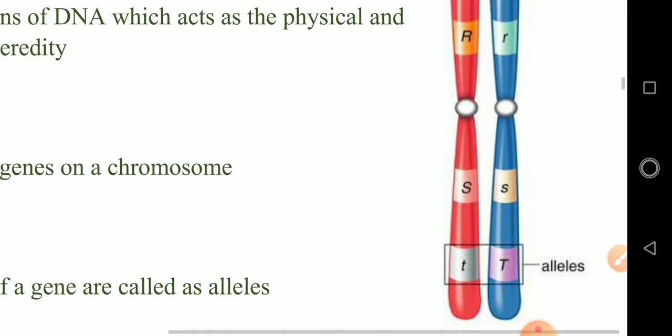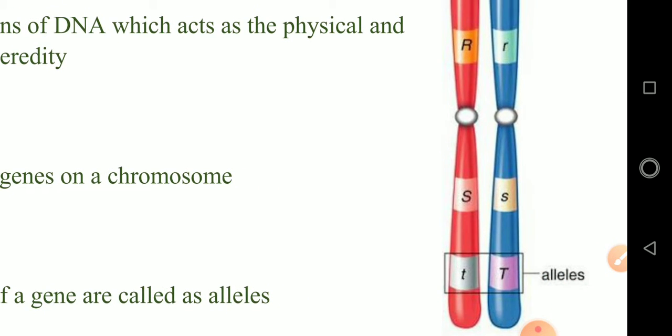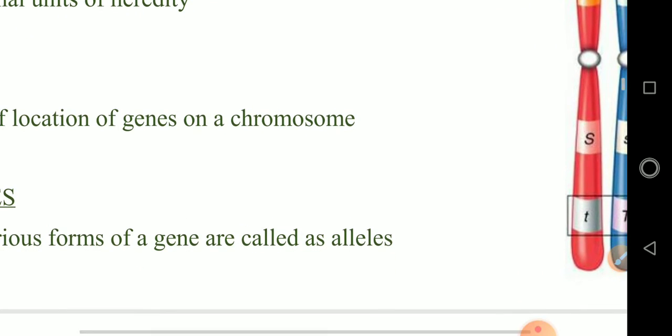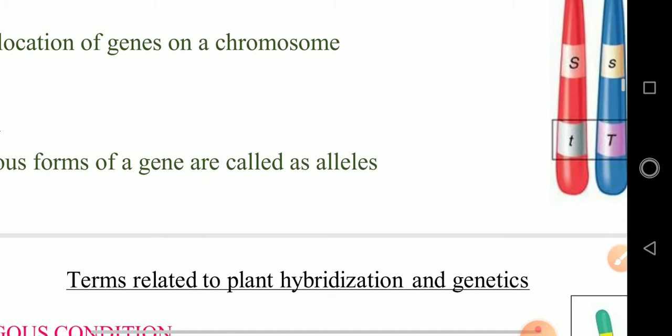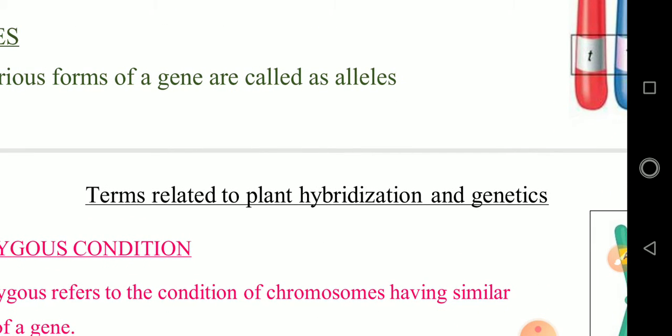Here you can see capital S, small t, capital T. So two different forms of genes are given, right? So that is said to be an allele.